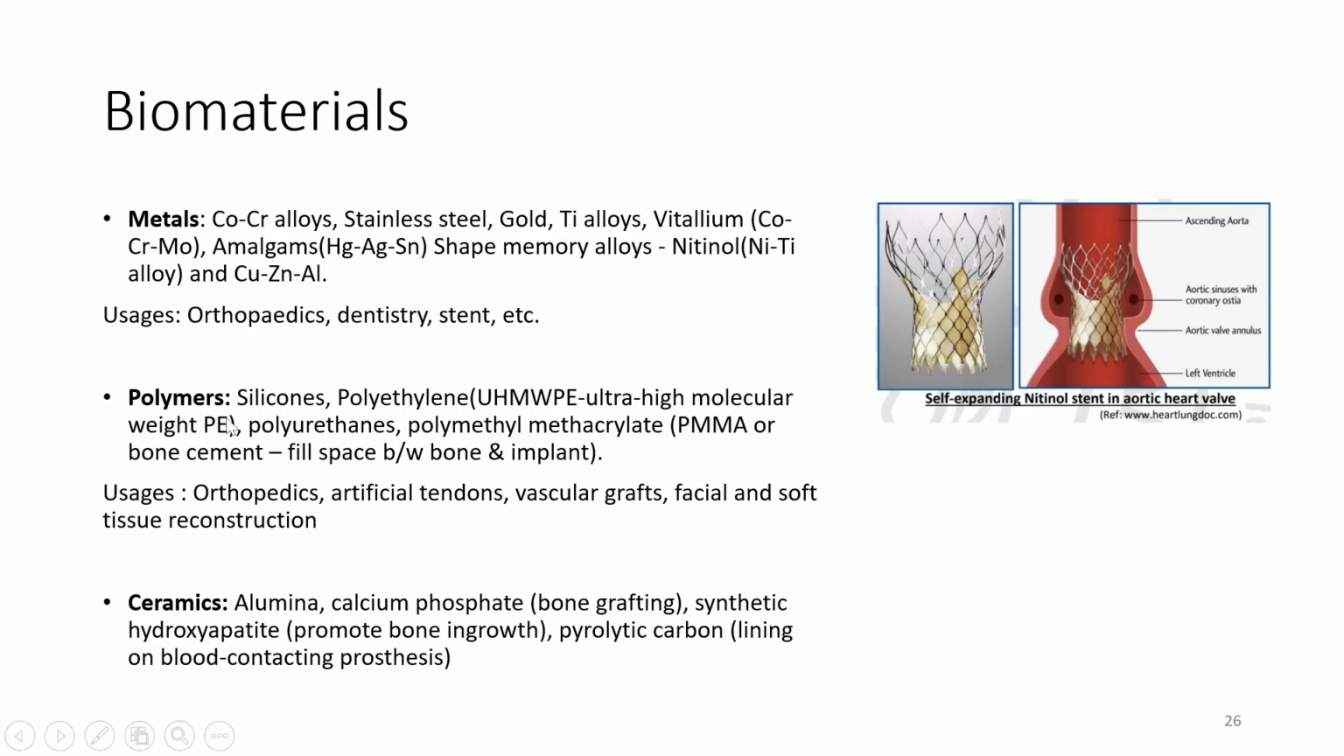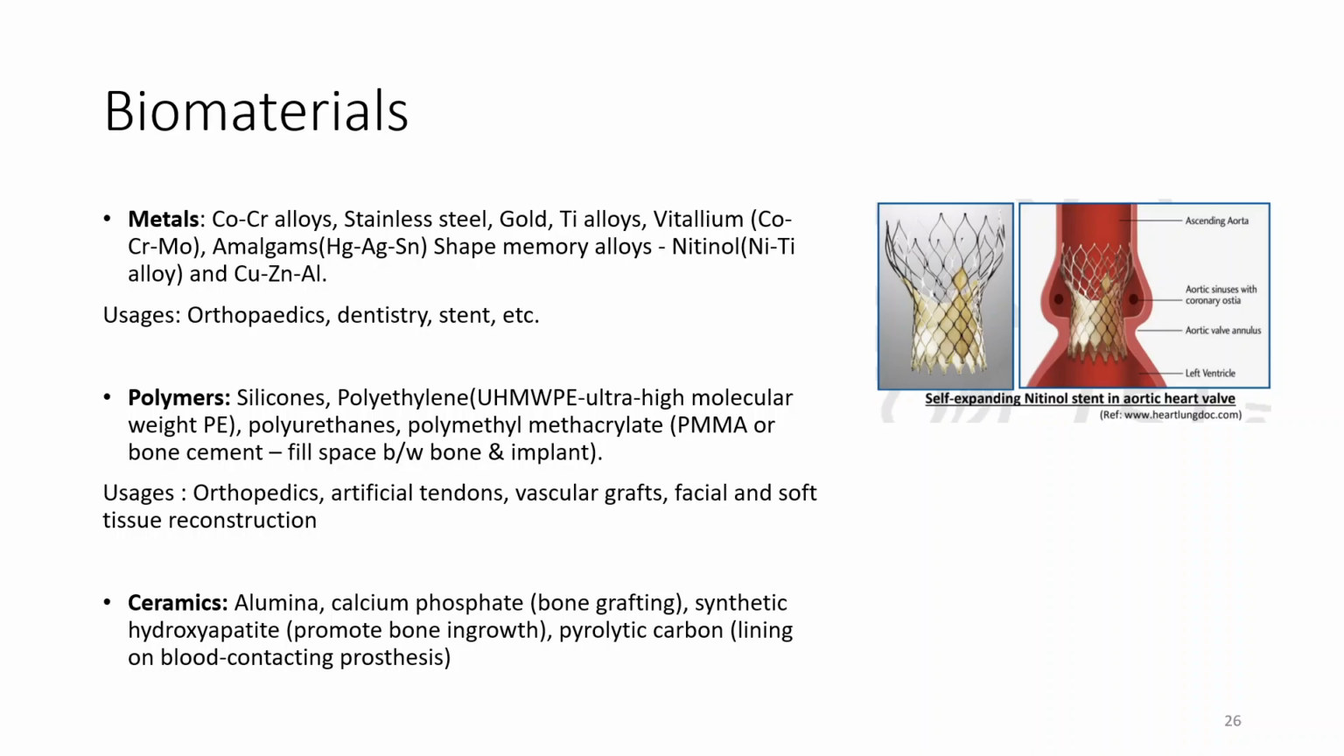In the case of polymers, we have silicones, polyethylene, which is ultra high molecular weight polyethylene, polyurethanes, and polymethyl methacrylate, PMMA, or bone cement, which is used for filling space between bone and implant. And the usages of polymers are in orthopedics, artificial tendons, vascular grafts, facial and soft tissue reconstruction, etc.